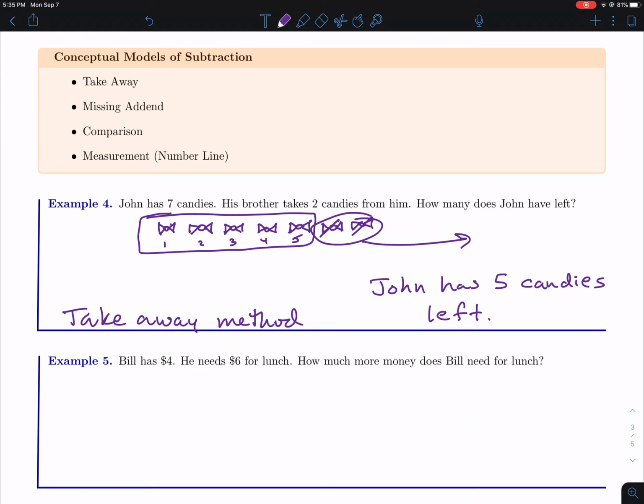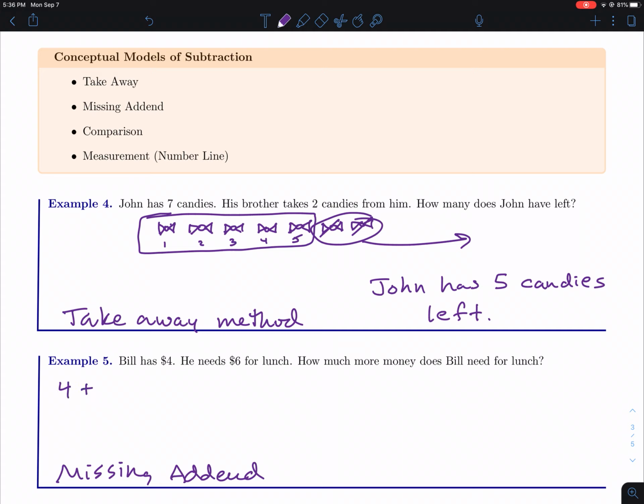He needs $6 for lunch. How much more money does Bill need for lunch? So this one is a little tricky, but this is what's called the missing add-in, because even though it's technically a subtraction problem, it's kind of written as an algebra problem. So you can write this for your own notes, but you wouldn't write this for students or anything like that.